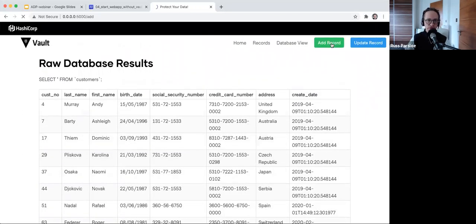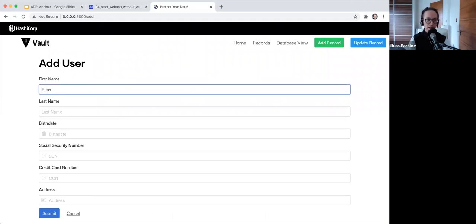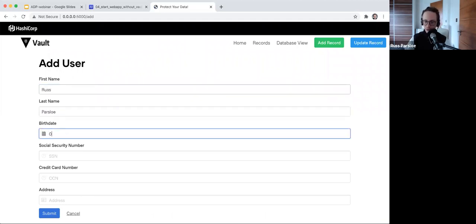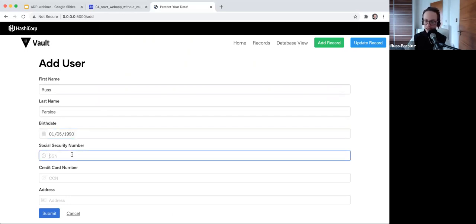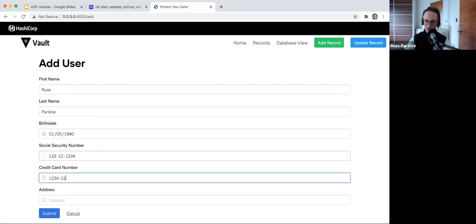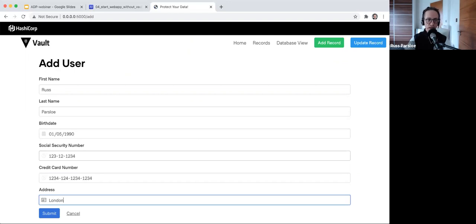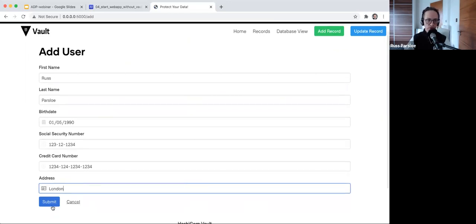Now, if I was to add a record real quick, I'm going to put myself in here, Russ Parslow. I was born on the 1st of May, 1990. Not that anyone believes that. I'm going to put my social security number in here and my credit card number as well. I was very lucky when they were handing out credit card numbers. I got this really easy to remember one. So please, I hope nobody on the call steals that.